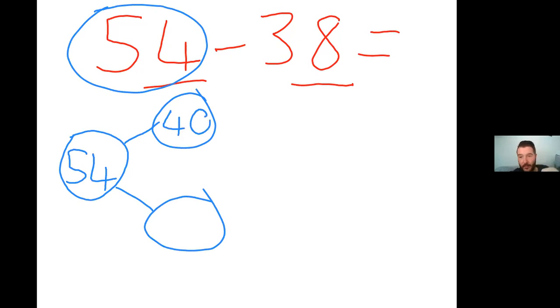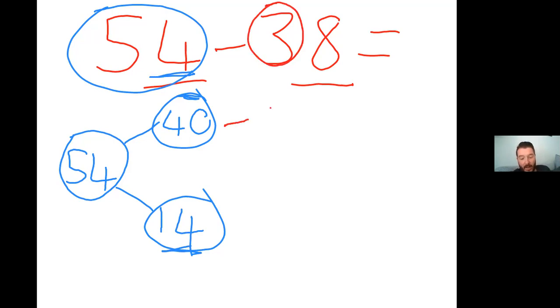So if this would have been 50 and 4, if we've made this 10 smaller, this bit up here, we need to make this bit down here 10 bigger. So it's going to be not 4 like we've got here, it's going to be 14. Because 40 and 14 is another way of making 54, isn't it? And now that puts us in a position where we can solve these problems. So we take away the 10s first.